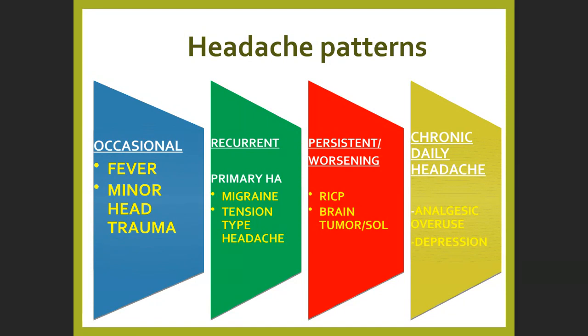Then we have the persistent or worsening headache, which is getting worse each day, more severe, more frequent, with probably associated symptoms. And once you get that pattern, you need to think about raised intracranial pressure or brain tumor or some other space occupying lesion. And then we have the chronic daily headache, which is a headache occurring on 15 or more days for the month, and that usually is following a primary headache disorder complicated by analgesic overuse or by depression.